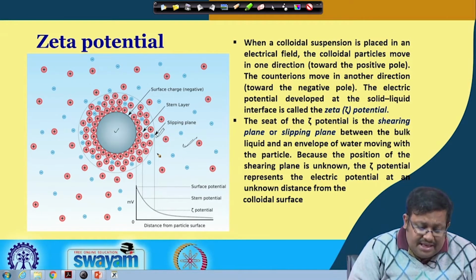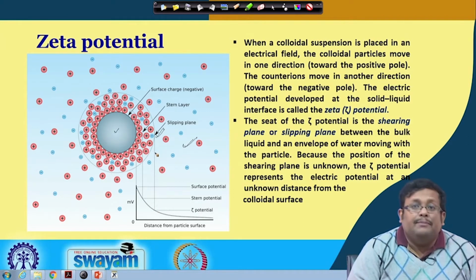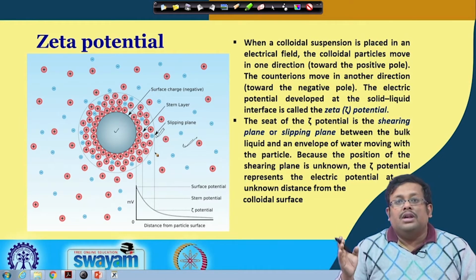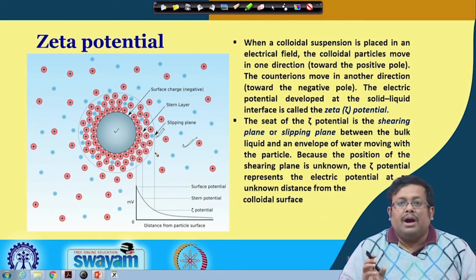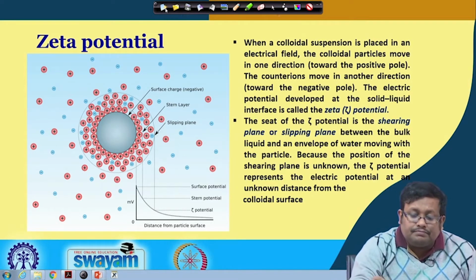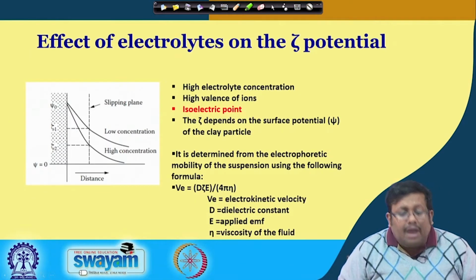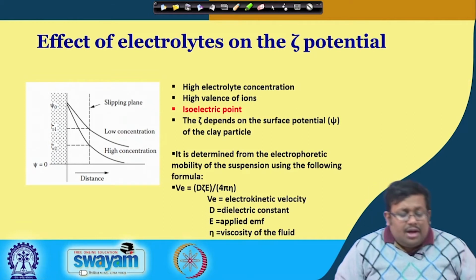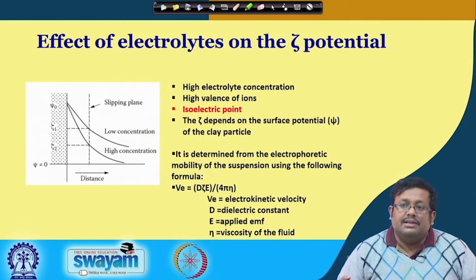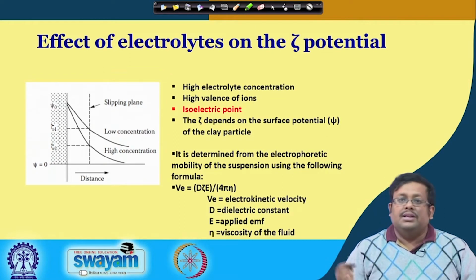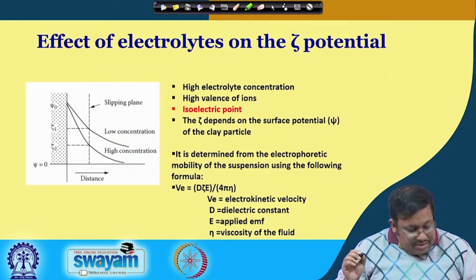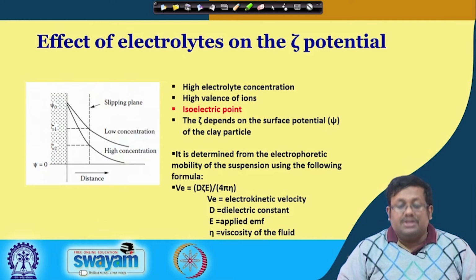So, you can see here the zeta potential develops at the slipping plane, and again the slipping plane is the juncture between the outer boundary of the liquid envelope surrounding a particle and the surrounding bulk solution. Let us move ahead and see what the other features of zeta potential are. Zeta potential is influenced by high electrolyte concentration. As you remember, at high electrolyte concentration the thickness of the diffuse double layer decreases, and due to the reduced thickness of the diffuse double layer, the zeta potential also decreases.